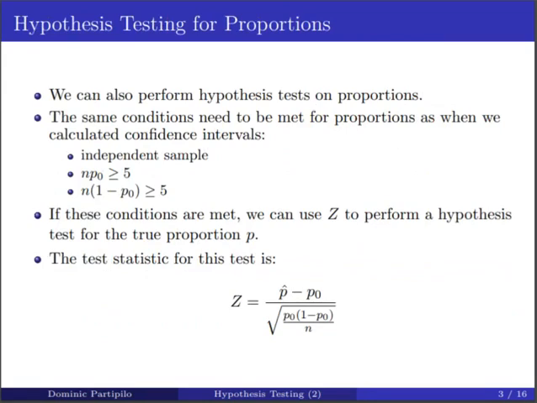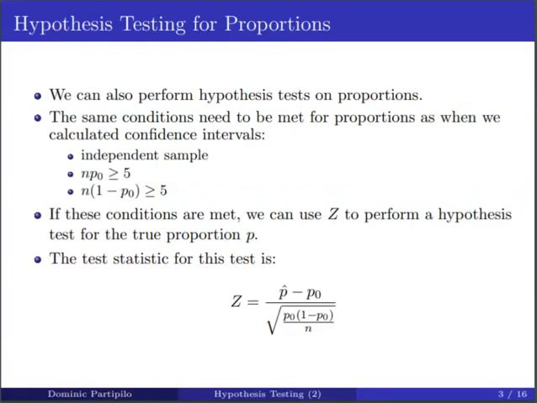So now let's talk about hypothesis testing for proportions. The idea itself is the same, except the numbers and the conditions are slightly different, just like before when we were talking about confidence intervals. So just like before, we need to have an independent sample. We need to have n times p0 greater than or equal to 5, and p0 is just going to be our hypothesized proportion. And then n times 1 minus p0 is also going to have to be greater than or equal to 5. This is just like our normality checking when we were talking about confidence intervals. So this is nothing new here.